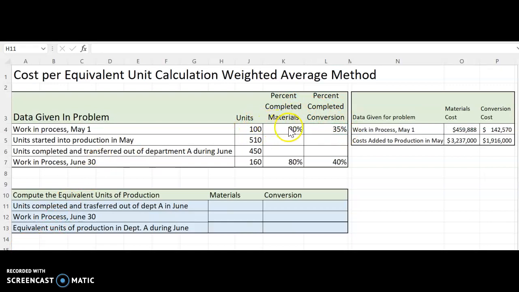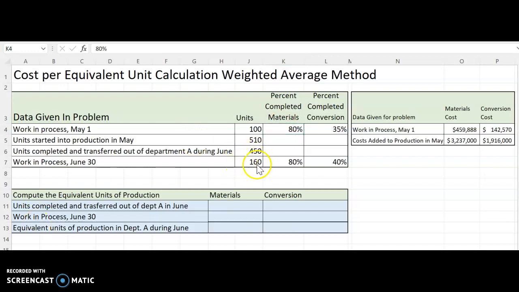So the amount completed for the materials and for the conversion is always going to be either equal to this or less than this. It will never be more than this for the units completed, because we only have 100 units. So if you calculate the materials and you get more than 100 here, then you made a mistake.